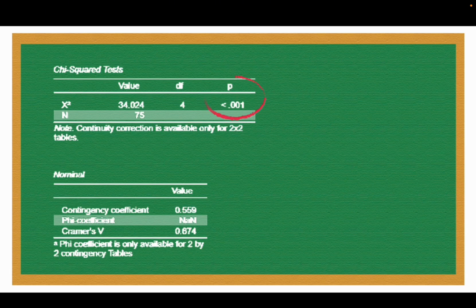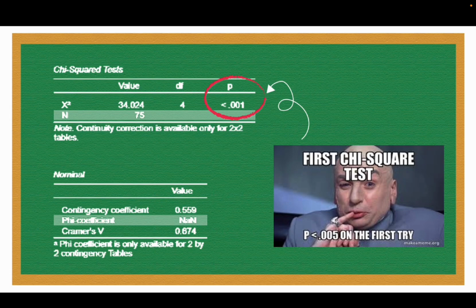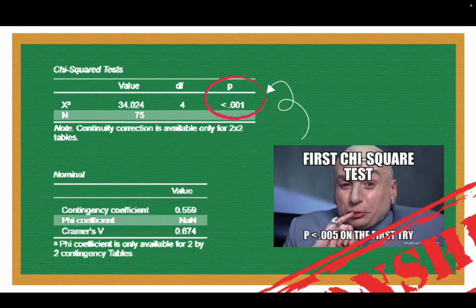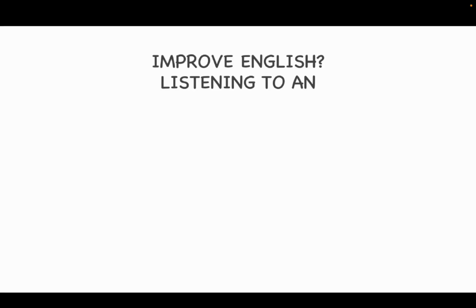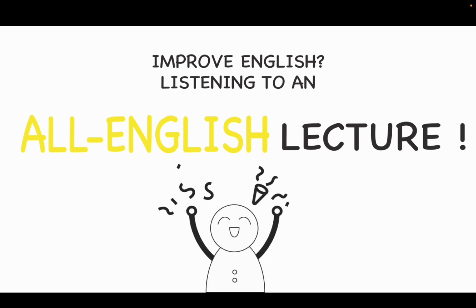The p-value is lower than 0.01. It's clearly below our significance level of 0.05. Yes, that means we can reject the null hypothesis, which is there is no relationship between listening to an all-English lecture and self-rated English proficiency. Therefore, there is a relationship between listening to an all-English lecture and self-rated English proficiency. Encouraging. If you want to boost your English proficiency or overall confidence, perhaps, then try listening to an all-English lecture.